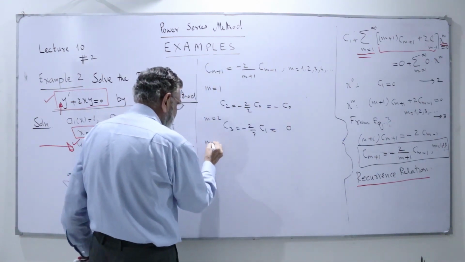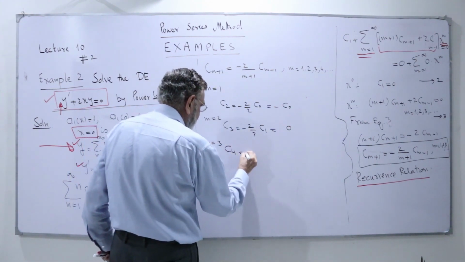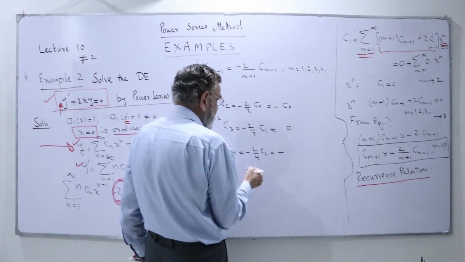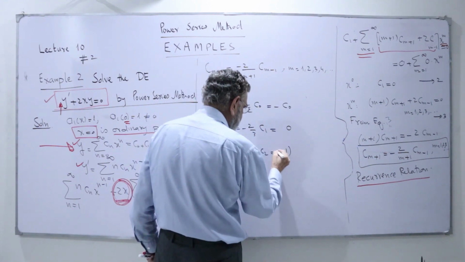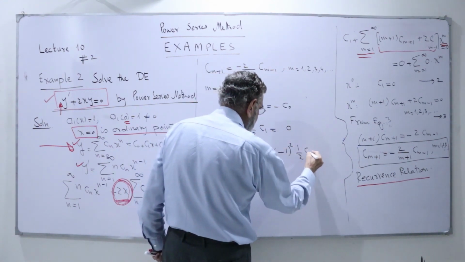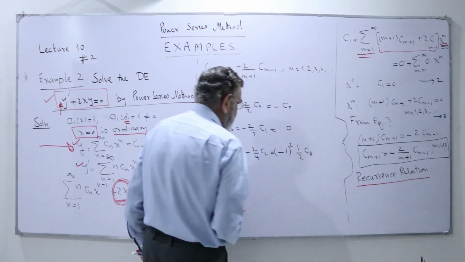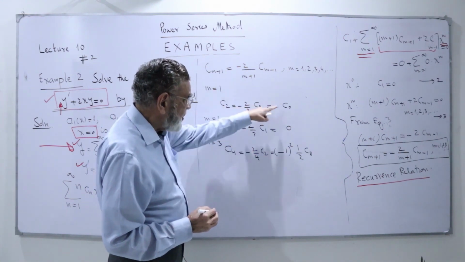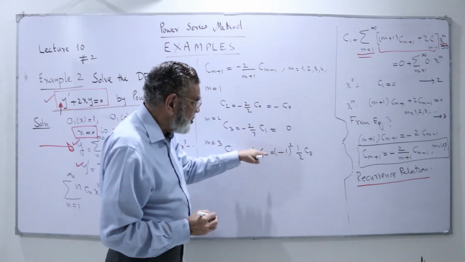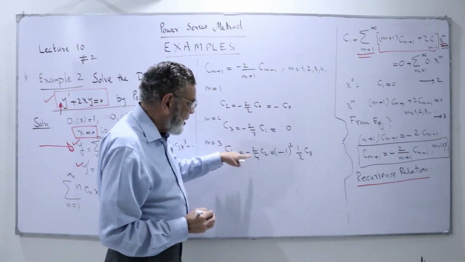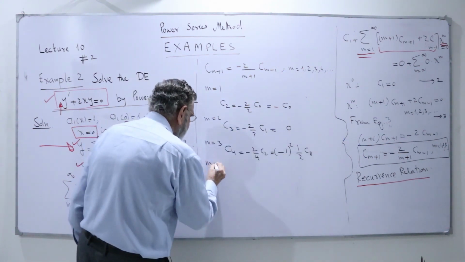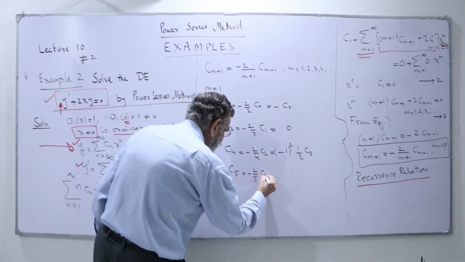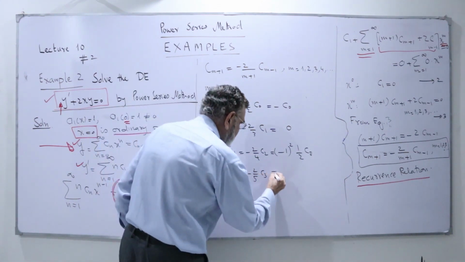Now take m equal to 3. I get c4 equal to minus 2 upon 4 c2 minus c2 equal to minus c1. So we get minus 1 to the power 2, 1 upon 2 c0. We put in the values: 2 upon 2 becomes 1, and 2 upon 4 becomes 1 upon 2, and the minus signs become minus 1 to the power 2. For m equal to 4, we get c5 equal to minus 2 upon 5 c3, and because c3 is 0, this value is equal to 0.